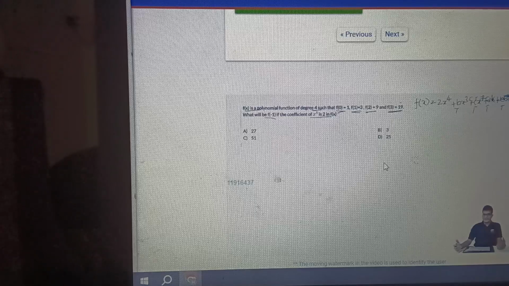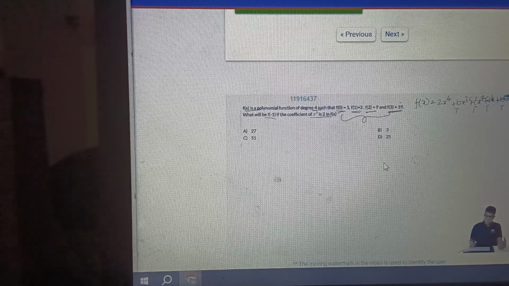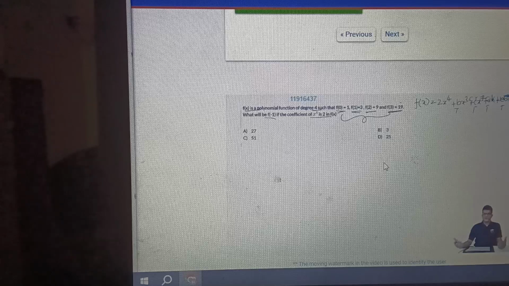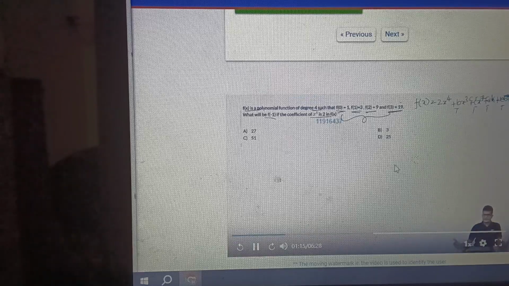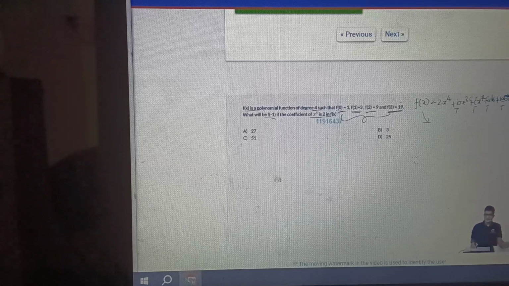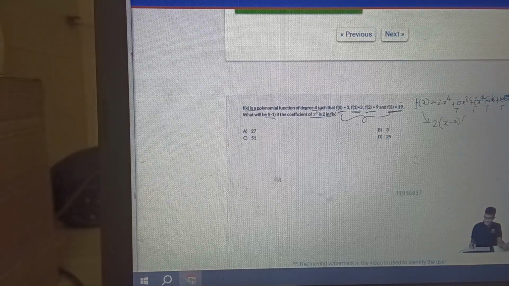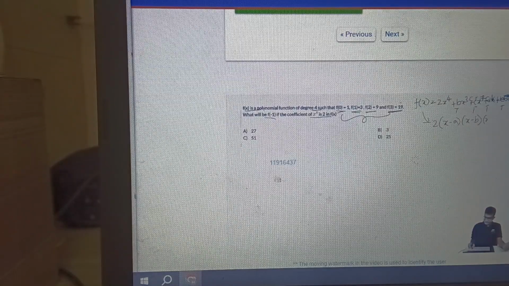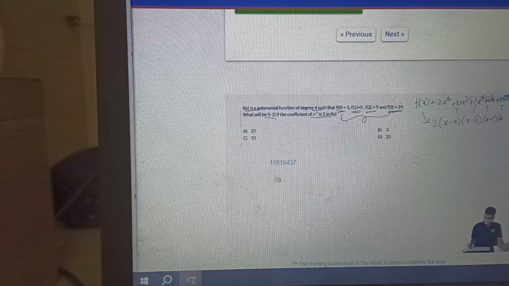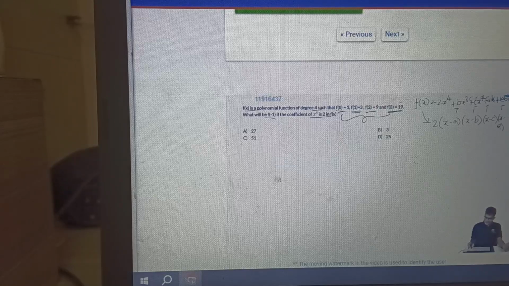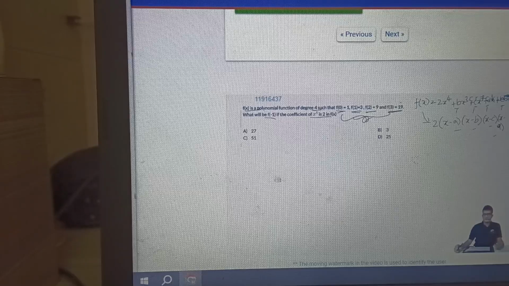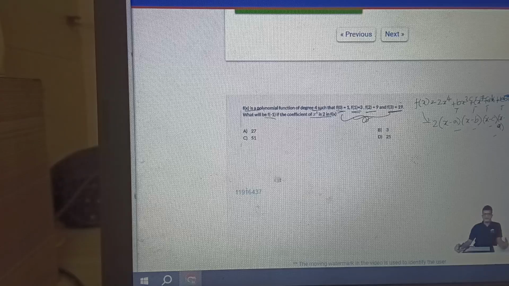But sometimes when you are looking at the information that is given over here, you will be able to figure out some sort of a pattern. If you are able to figure out a pattern, another way of representing f of x is that this is of the form 2 into x minus a into x minus b into x minus c into x minus d. If, given the information, you are able to guess the values of a, b, c and d, that is the 4 roots of the given function, then you can solve it much more easily and in a faster way.